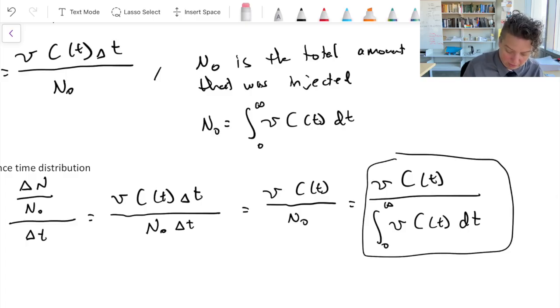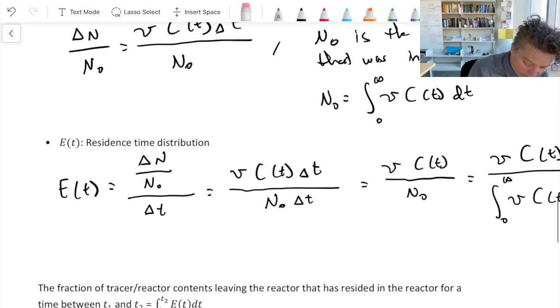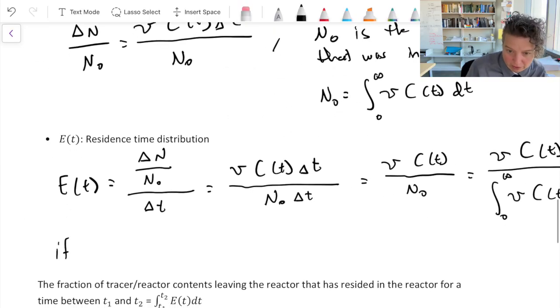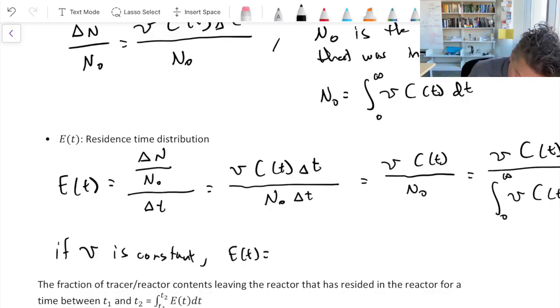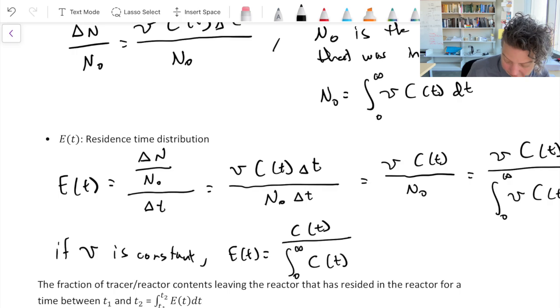and if our volumetric flow rate is constant, what this gives us is E of t is equal to C of t divided by the integral from 0 to infinity of C of t dt. So that's going to give us our residence time distribution.